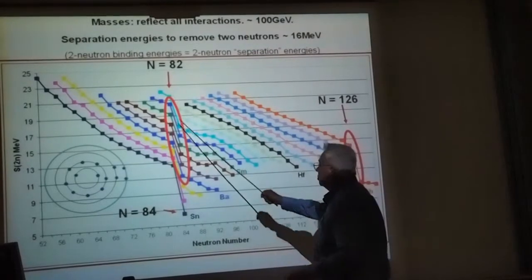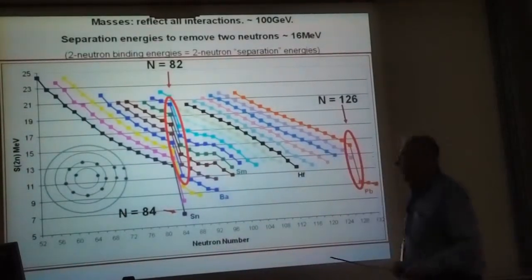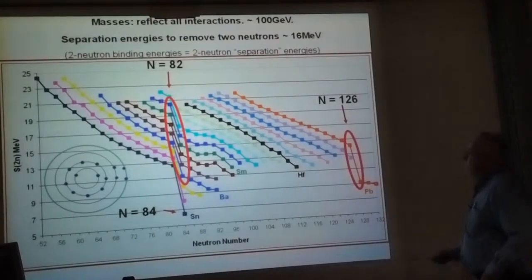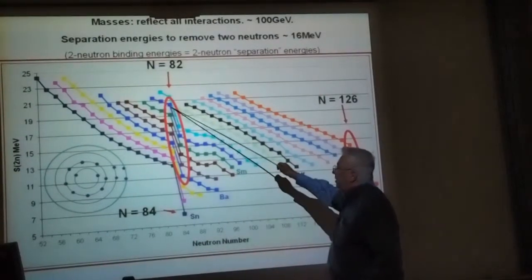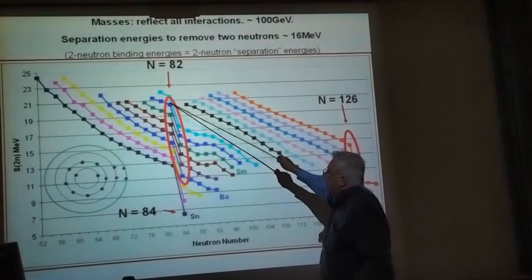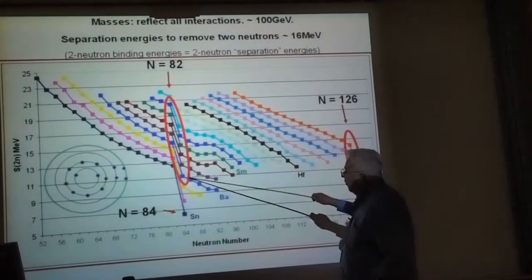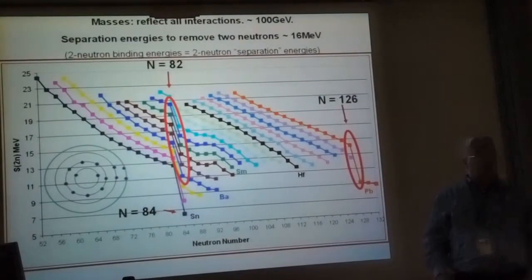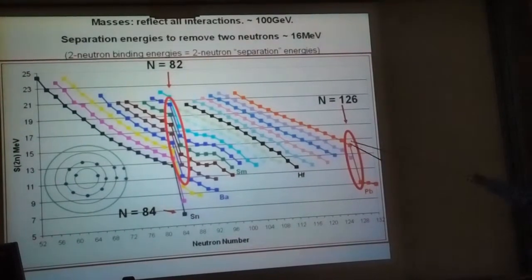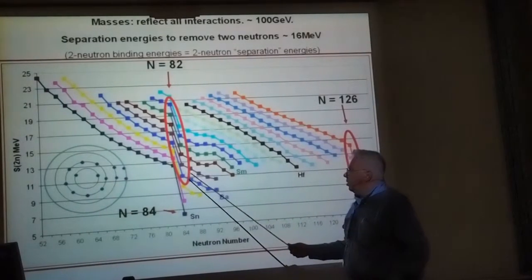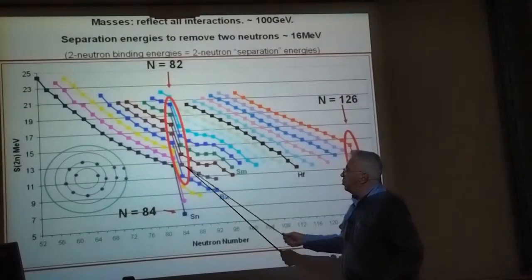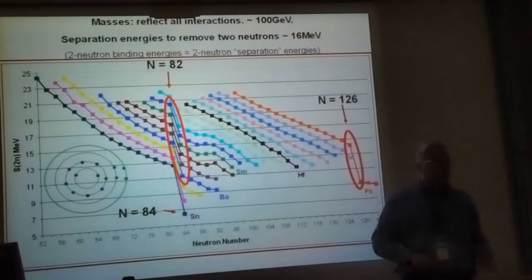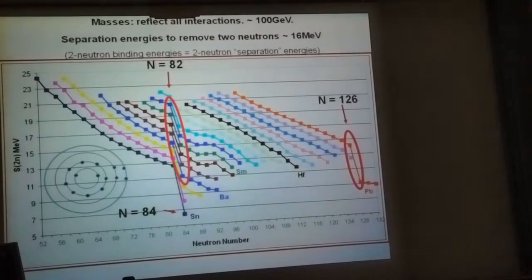The most striking thing are these sudden drops. And you'll notice that you have these essentially linear segments, in this case up to n equals 82, and then the nucleus with 84 neutrons suddenly has much lower binding energy, much lower separation energy. Same thing happens at lead, 126, 128. And that tells us that somehow nuclei with 2 more neutrons than some special number are somehow much more weakly bound.